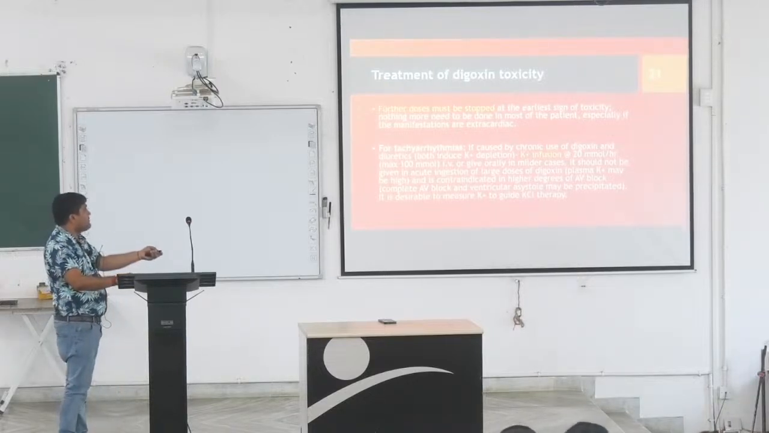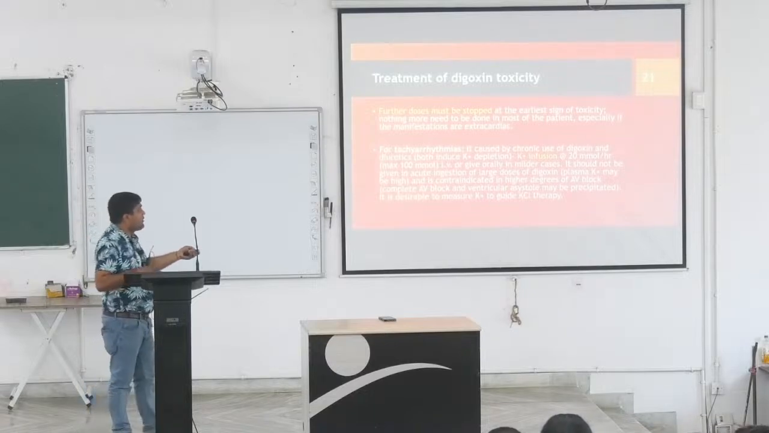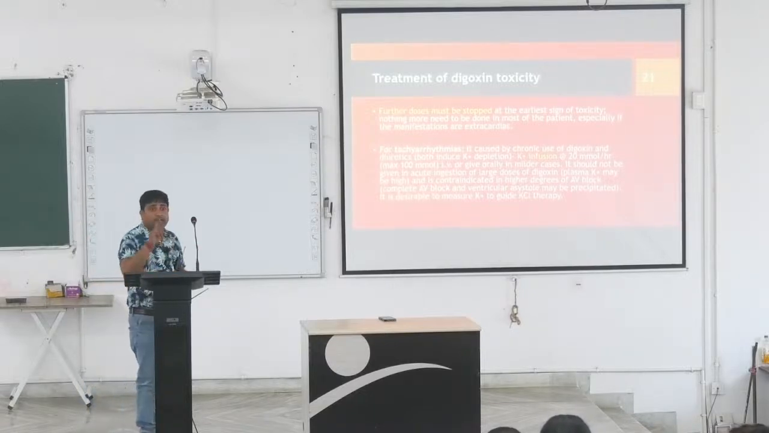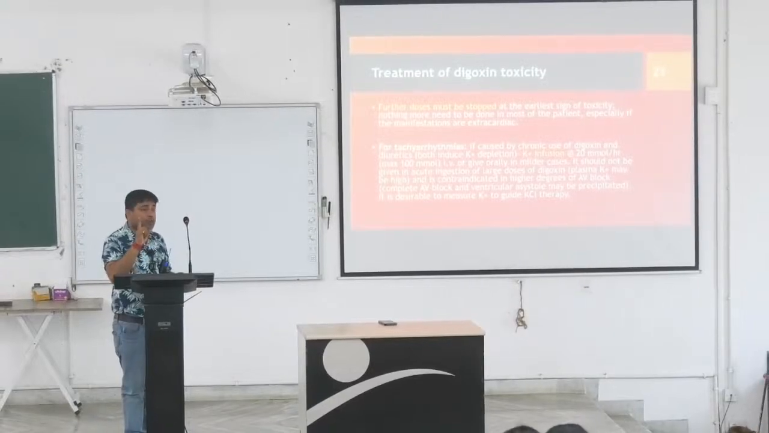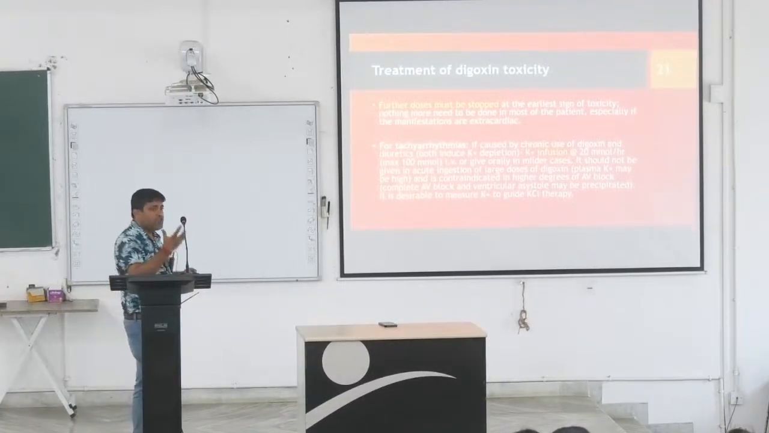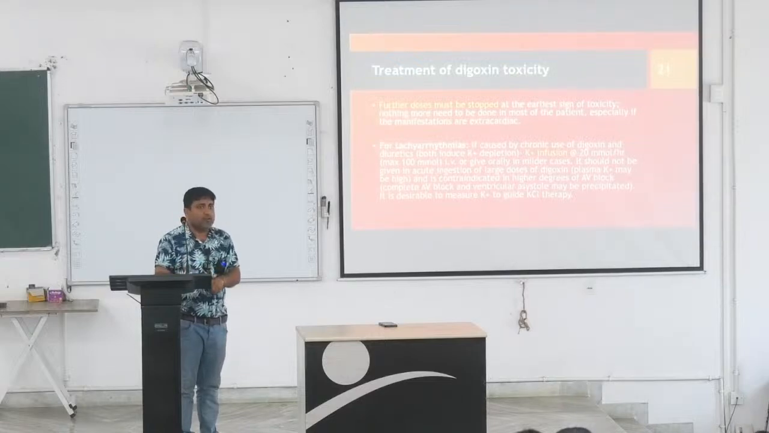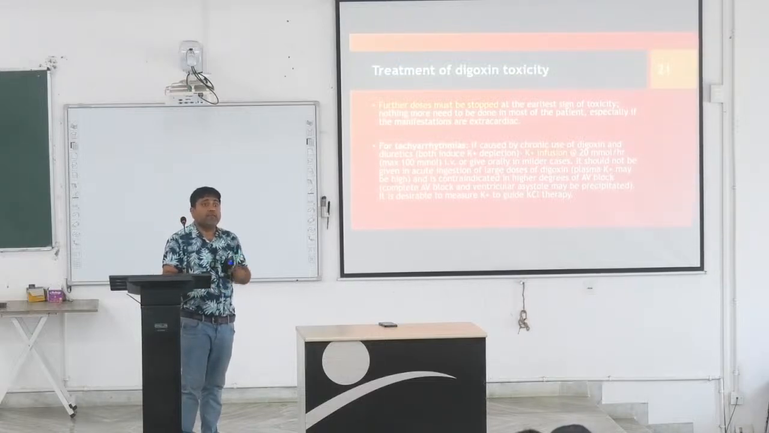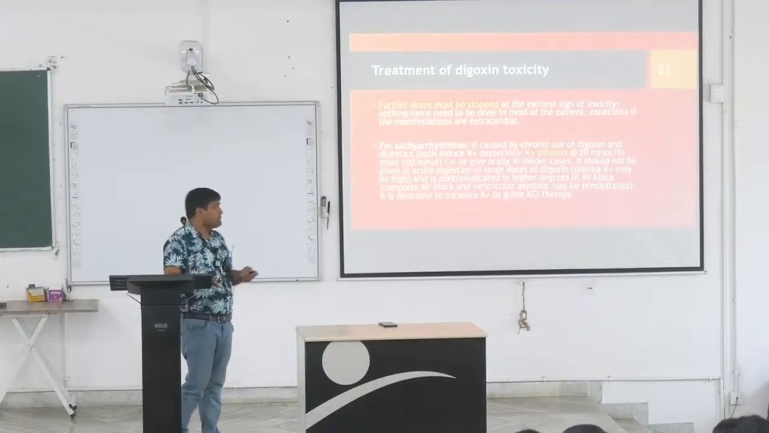So potassium is given intravenously, or orally in milder cases, but it should not be given in a patient with acute toxicity of digoxin, where large doses of digoxin acutely have caused toxicity. We will not use it there, and in a patient with variable atrioventricular block we will not use it. Why?